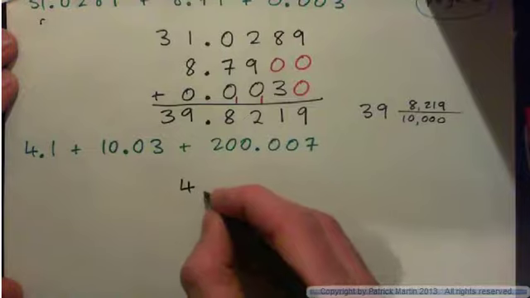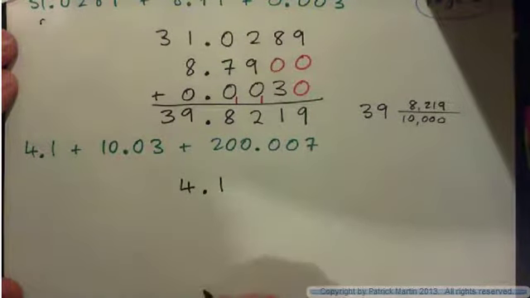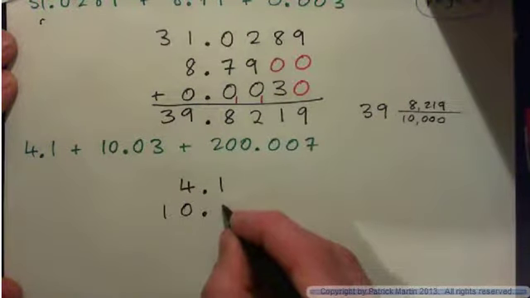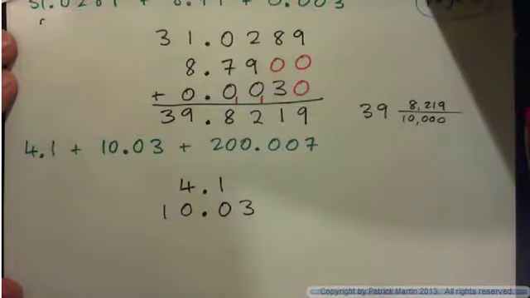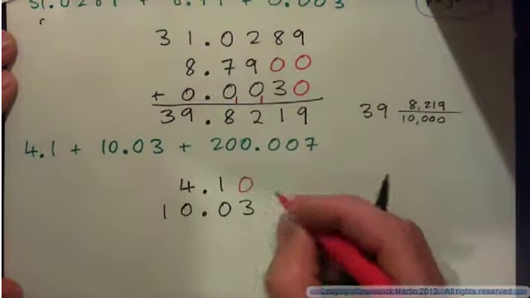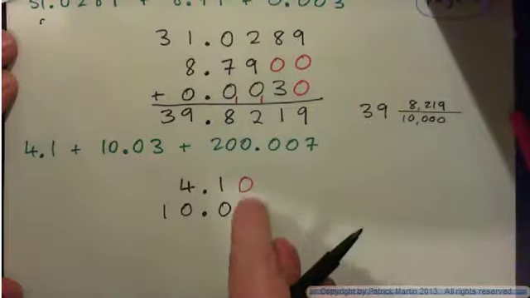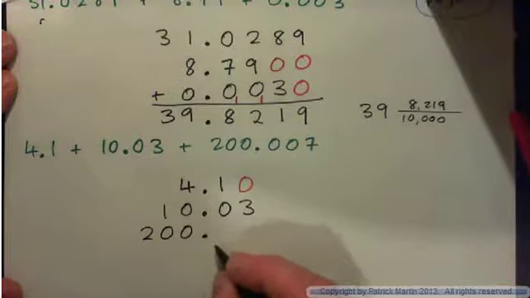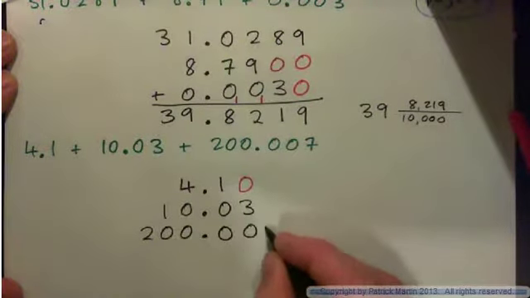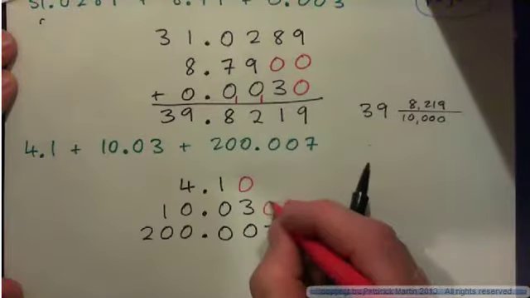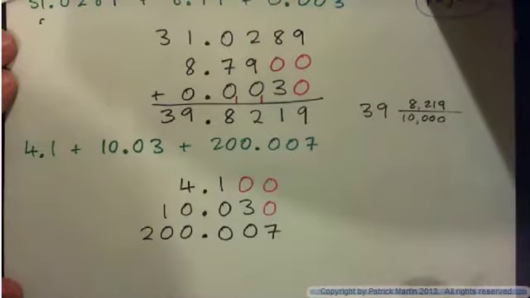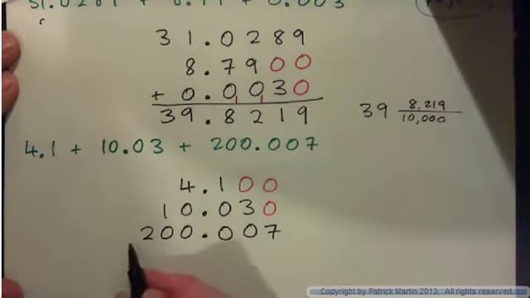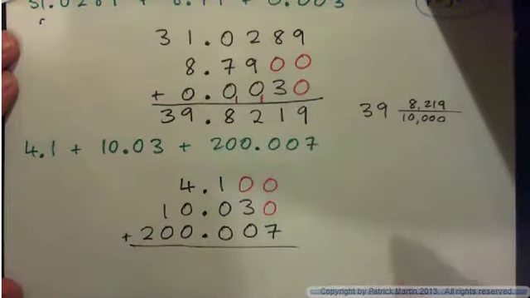So 4.1, and then we've got 10.03, right? So you could put a 0 there, just so you can show that there's nothing to be added to the 3 from this guy. Then we've got 200.007, and there's a 0 here and here, right? So you can rewrite these numbers. This 4.1 is the same thing as 4.100. It's the same thing, right? I don't know if you like doing that or not, but anyway.